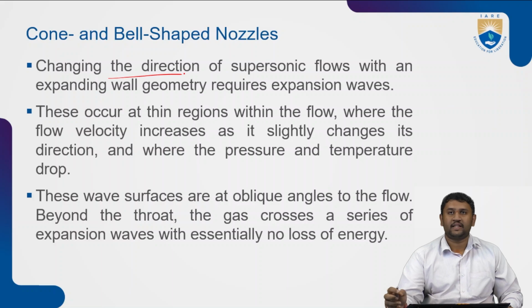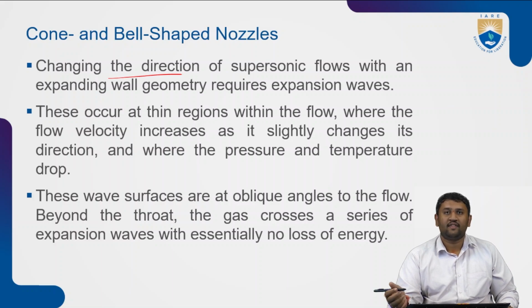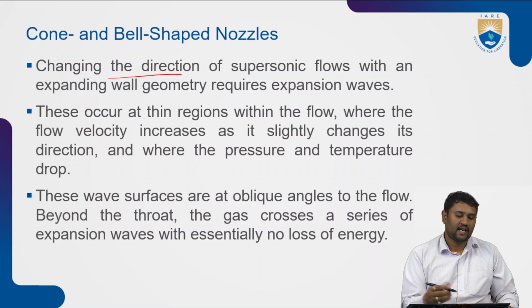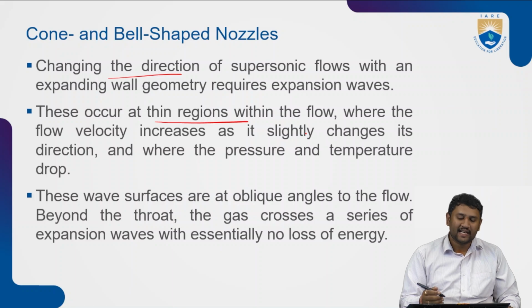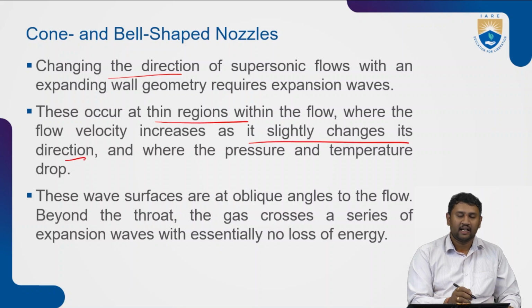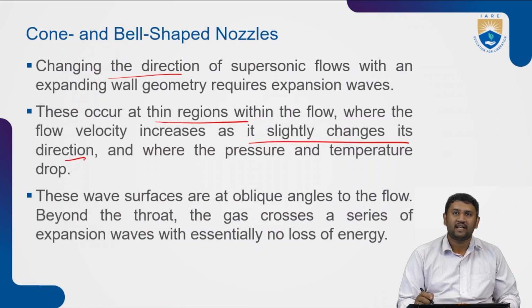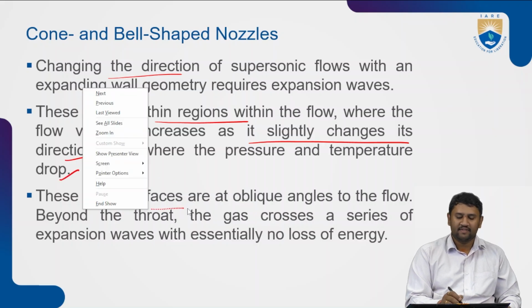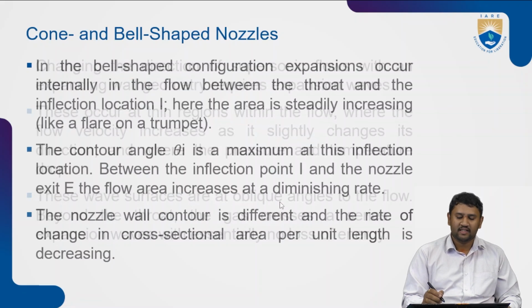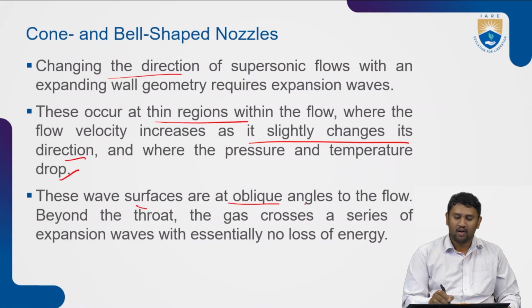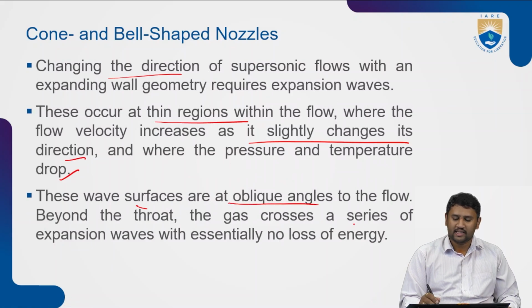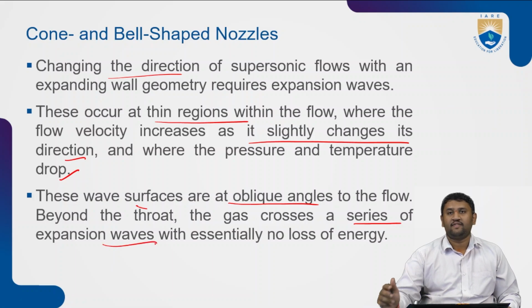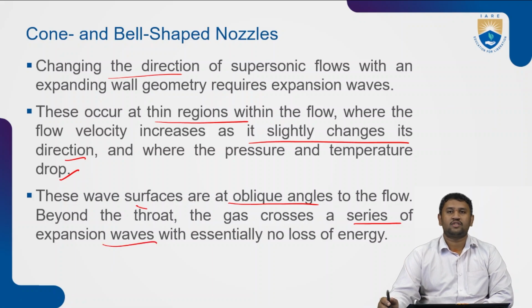Changing the direction, particularly under supersonic flows with an expanding wall geometry, requires expansion waves, and these occur in thin regions within the flow where the flow velocity increases as it slightly changes its direction, and the pressure and temperature drop. These wave surfaces are at oblique angles to the flow, and beyond the throat, the gases cross a series of expansion waves, which essentially involve no loss of energy.